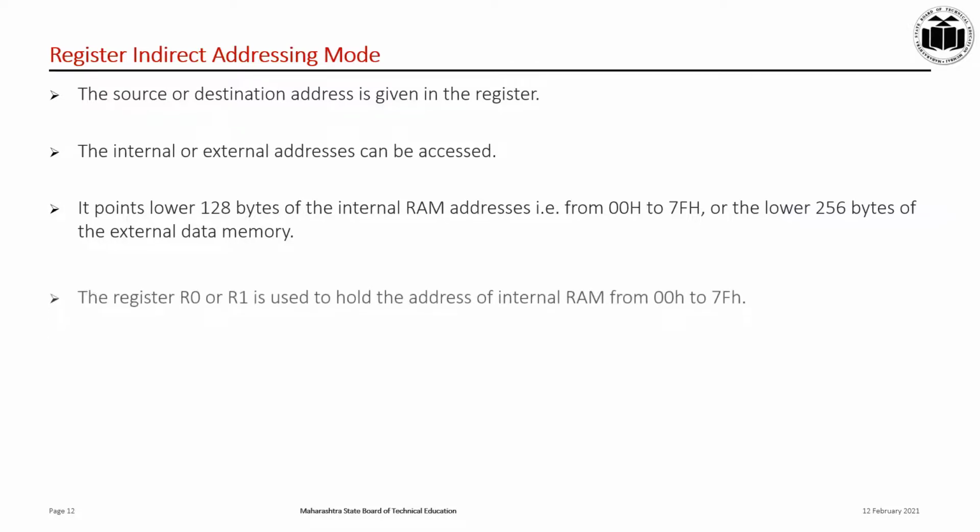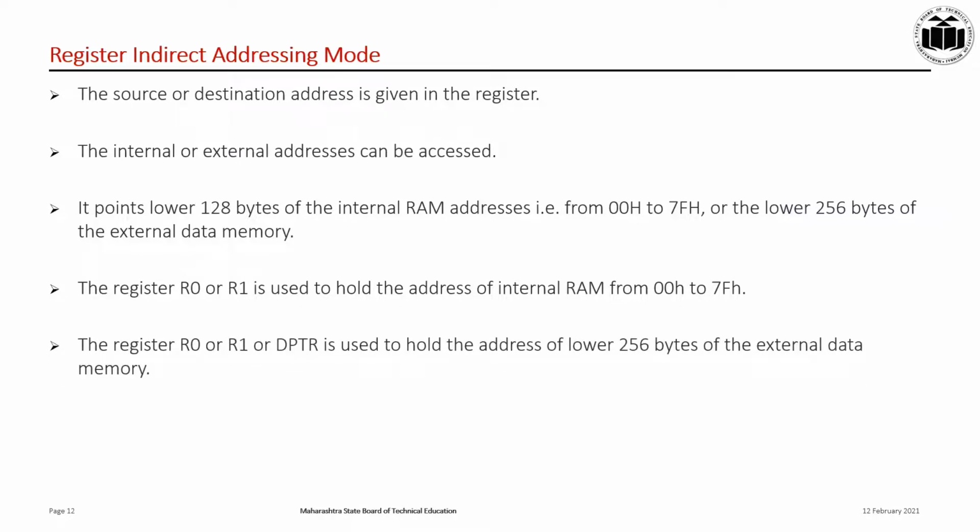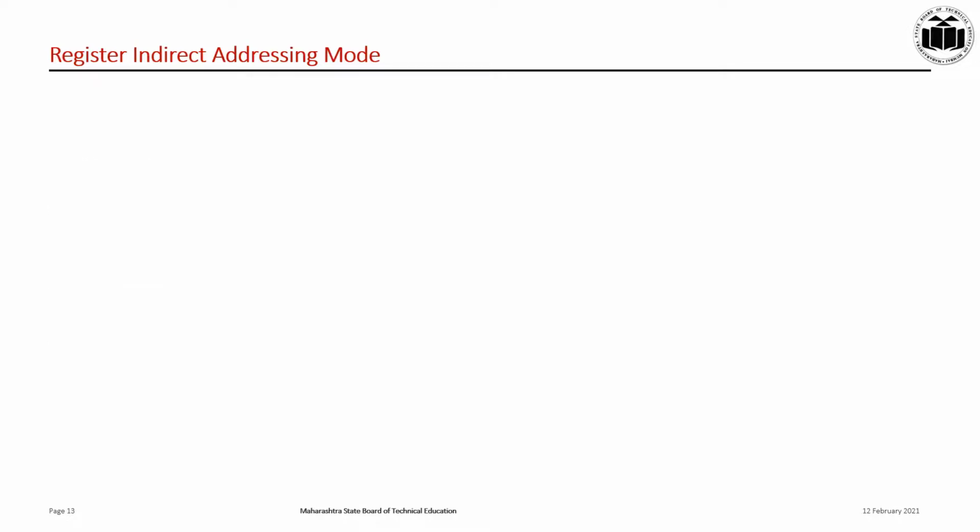The register R0 or R1 is used to hold the address of internal RAM from 00H to 7FH. The register R0 or R1 or DPTR is used to hold the address of the lower 256 bytes of external data memory. Example of register indirect addressing mode.